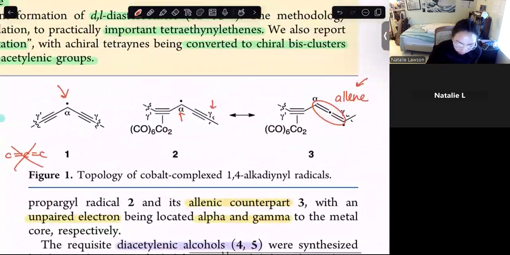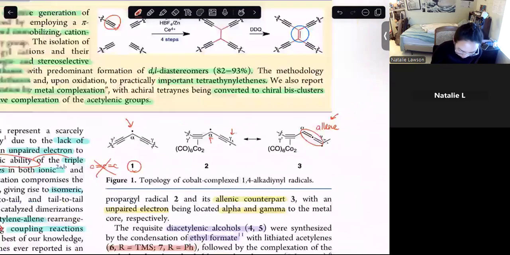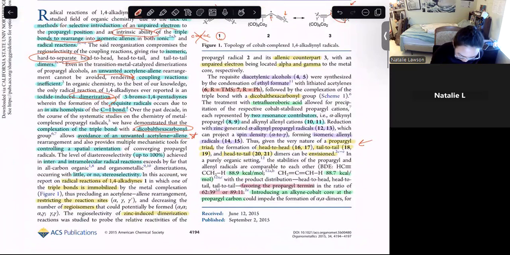Okay, so it's like this. This is like this. It's immobilized, thus precluding an acetylene-allene rearrangement, restricting the reaction site to alpha, gamma, and gamma prime, and decreasing the number of regioisomers that could potentially be formed. And then sorry, I just woke up, so I think my voice is weird.